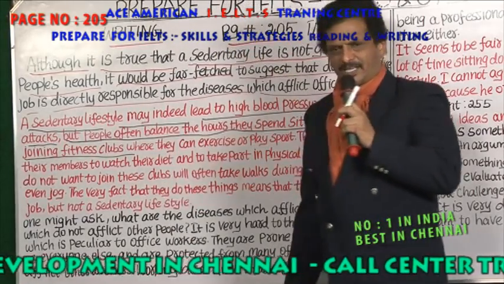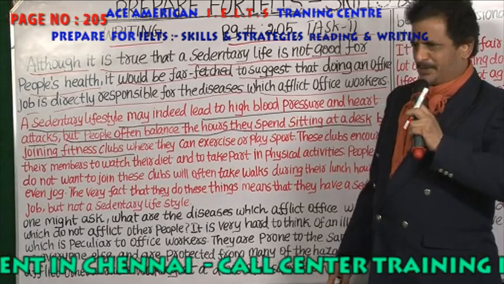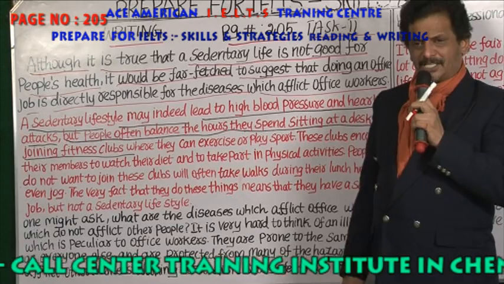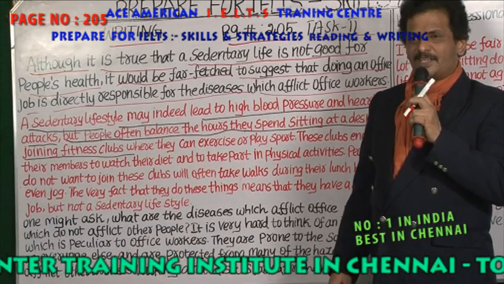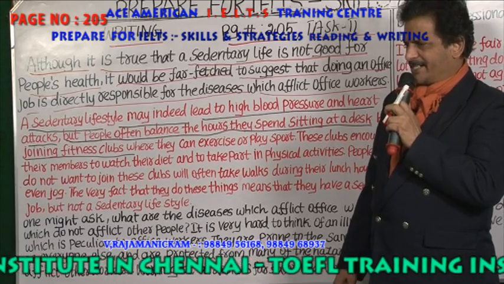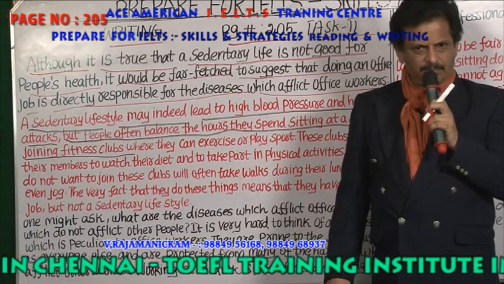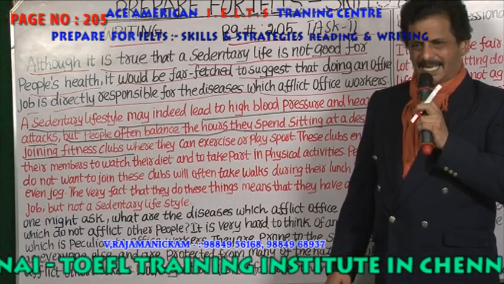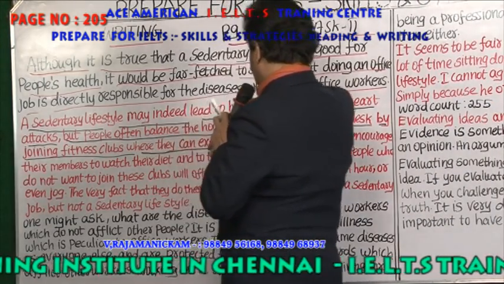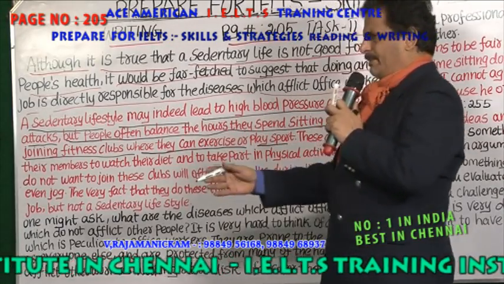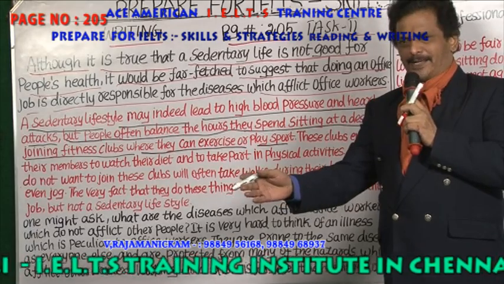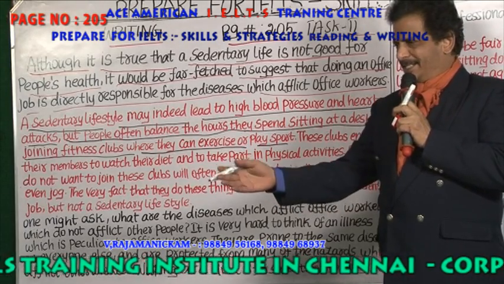So most of the software companies, in fact most multinational companies or big offices, they have a fitness club attached to their software companies, right? They do gymnasium, they do a bit of massage and all types of things are there. Fitness clubs are there where they can exercise or play sport. They can play a bit of table tennis, ball badminton and all those things.